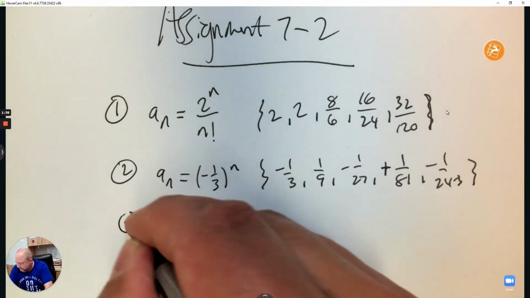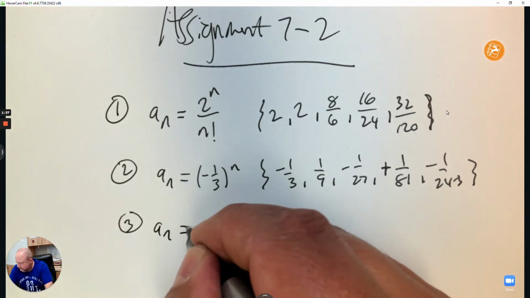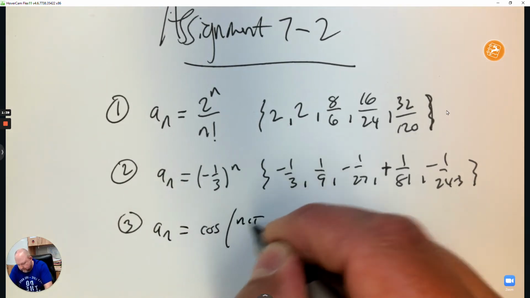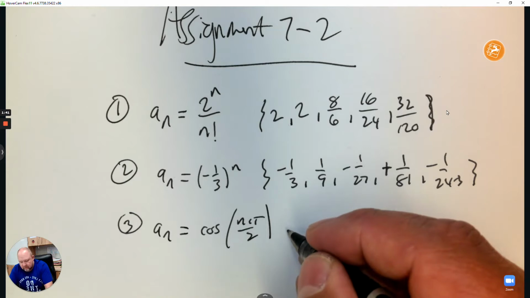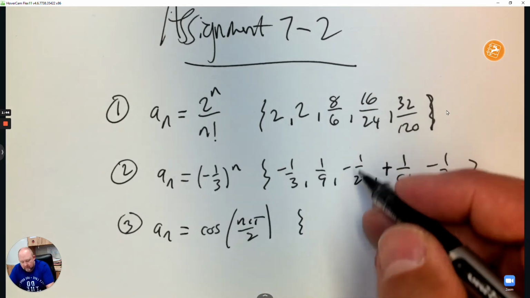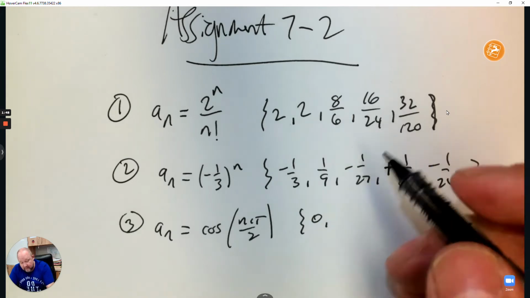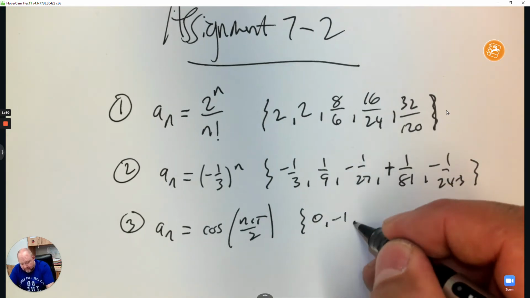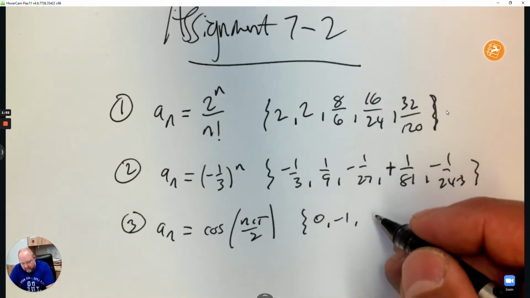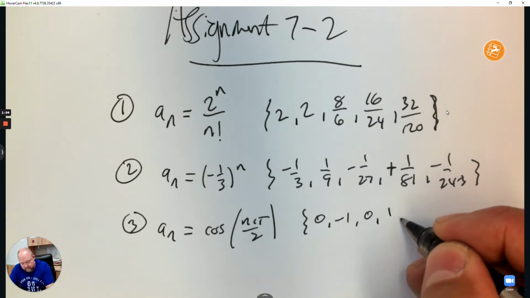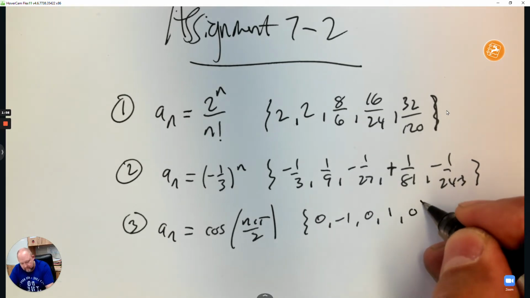Number 3. Knowing your unit circle, plug in 0, plug in 1, and it's 0. Plug in 2, and it's pi. And we're just going to go around the circle. And there they are.